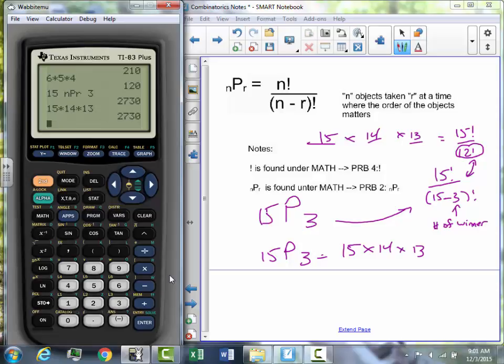That's the shorter way of writing it, because it comes up so often that we need a shorthand notation for it. Wait, you go to the PRB and then what? So type 15, then go nPr, and then pick 3. And that's the same thing as 15 times 14 times 13.